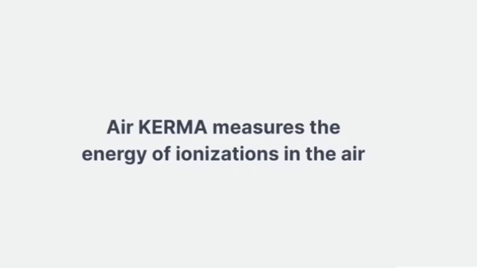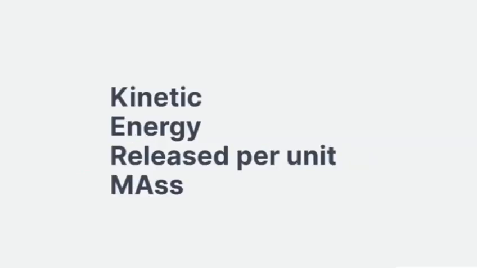Air Kerma measures the energy of ionizations in air, and this is different than exposure. Exposure measures the number of ionizations, that is, the number of charged particles in air, like free electrons. Air Kerma instead measures the energy of these free electrons. Kerma is sort of a strange word, and that's because it's actually an acronym that stands for kinetic energy released per unit mass. And like exposure, air Kerma tells us how much radiation is in air.